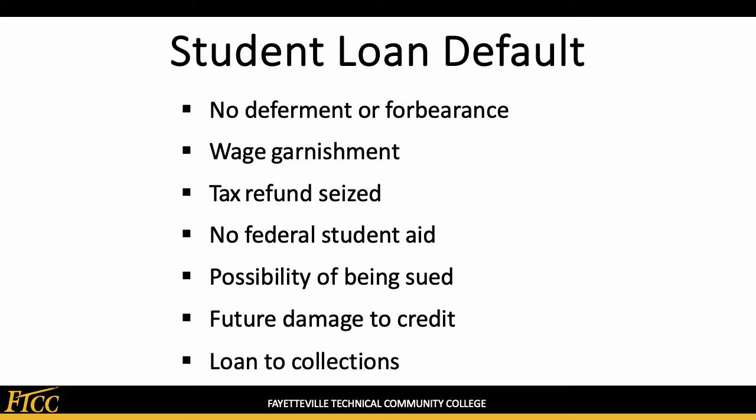Student loan defaults. Student loan default is a serious issue and can result in many negative consequences. Consequences can include, but are not limited to, the following: no more deferment or forbearance options, wage garnishment up to 15%, seizure of tax refunds, ineligibility for future financial aid, the possibility of being sued by the Department of Education, future damage to credit, and the sending of the loan to a collection agency.